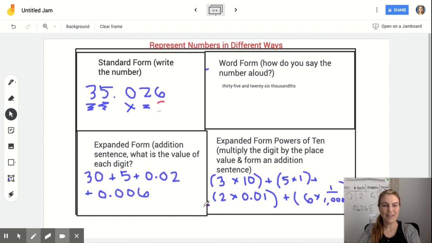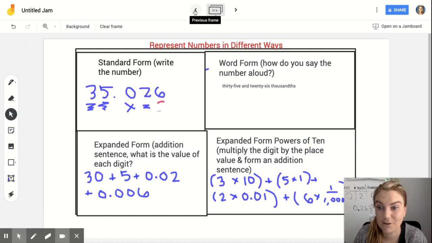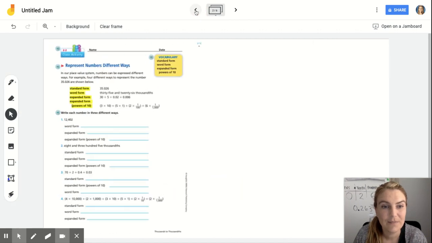Okay? And now we have this number written out in 4 different ways. Standard form, word form, expanded form, and expanded form powers of 10. And we are going to refer back to this quite a bit in your notes. So again, if you needed more time to copy down what I did, you can press pause. That's the great thing about these videos. Or you can go back to it later as long as you remember to go back to it.